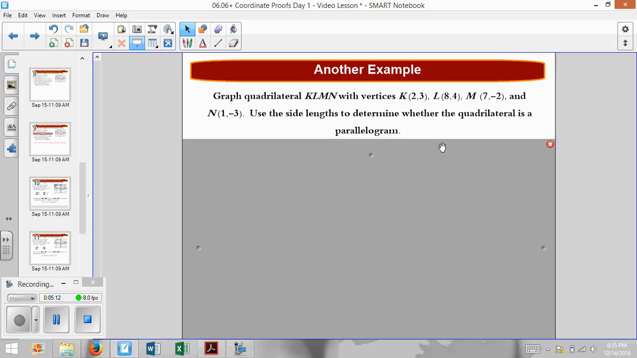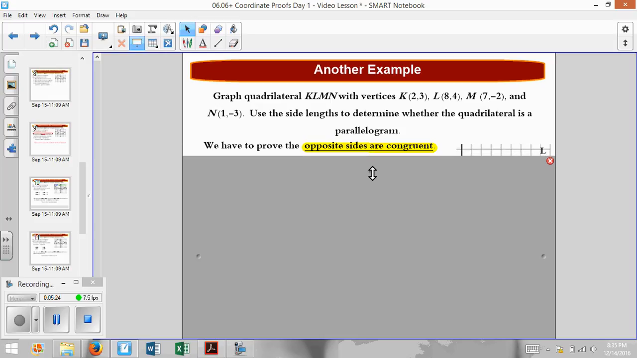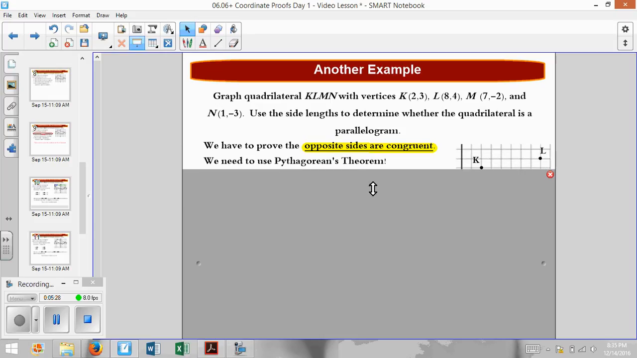All right, next one. We have a quadrilateral with these four corners. Use the side lengths to determine whether it's a parallelogram. So again, this time I'm making you try to show that opposite sides are congruent. That's just one of the options, but that's the one I want you to use this time.